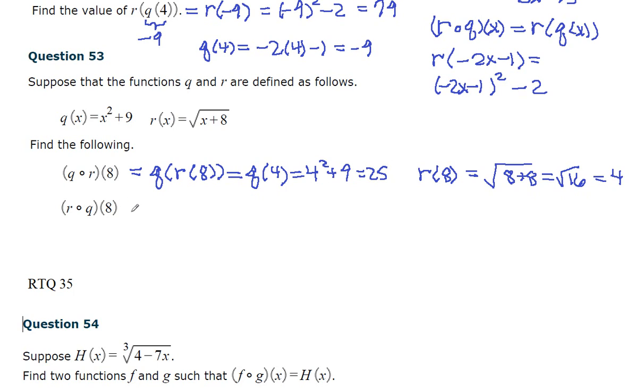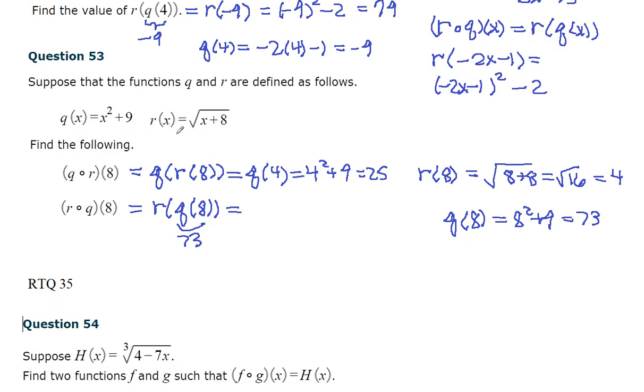R circle Q of 8. So that means R plug in Q plug in 8. That's composition the other direction. So Q plug in 8, here's our Q. So let's do that over here. So Q plug in 8 is going to be 8 squared plus 9. So that's 64 plus 9, 73. So this inside here is 73.